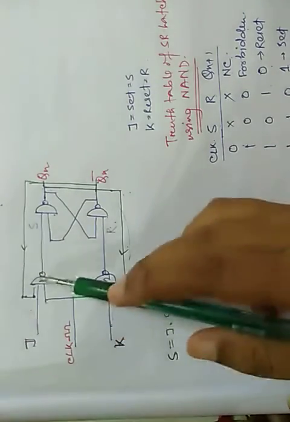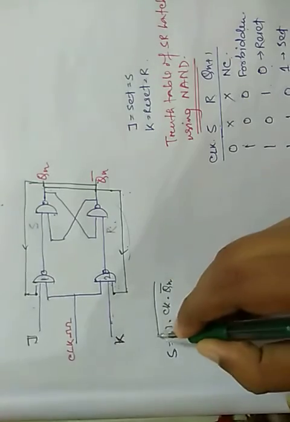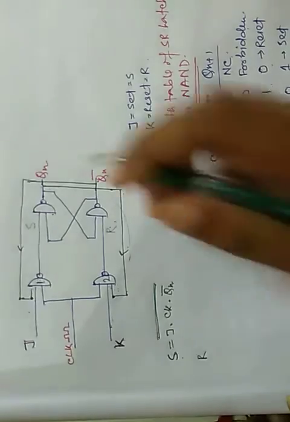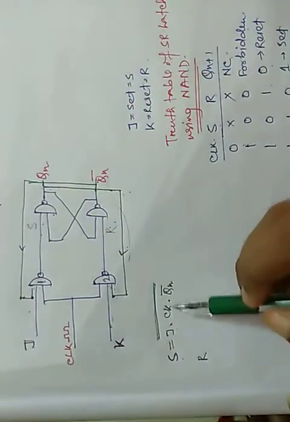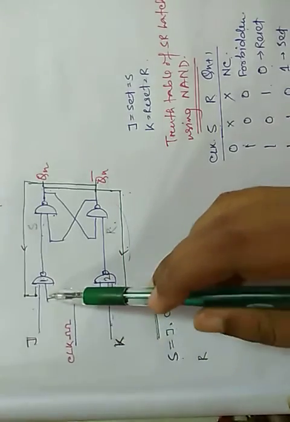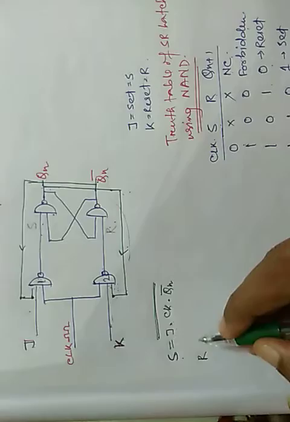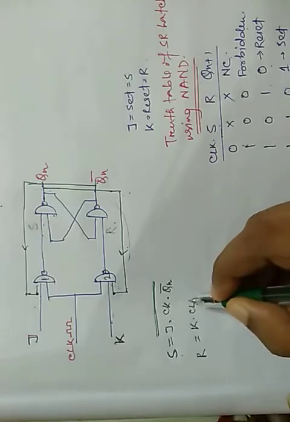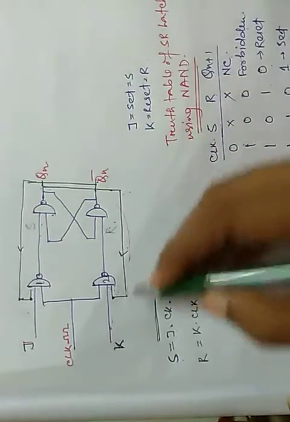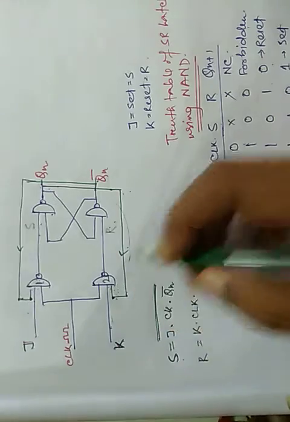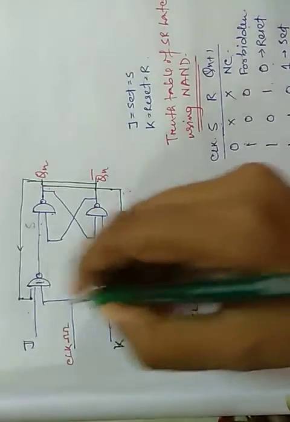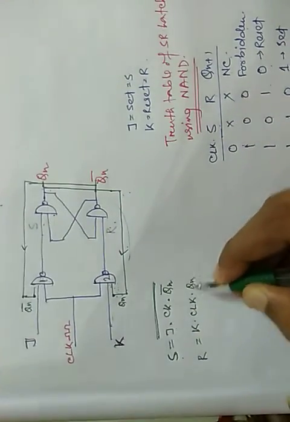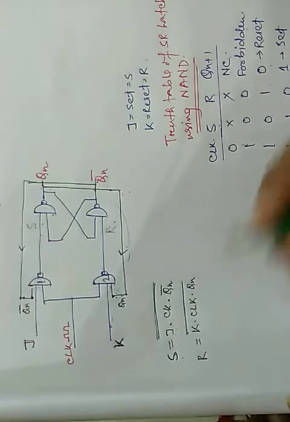AND operation, and as this is NAND, so NAND of this gives our S input. For the R input, the input of this gate comes from the AND operation of K, clock, and Qn bar, because this gate is Qn, this signal is Qn bar. Okay, so Qn bar, NAND operation of these 3 gates.